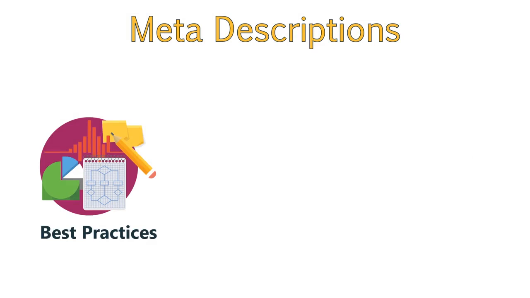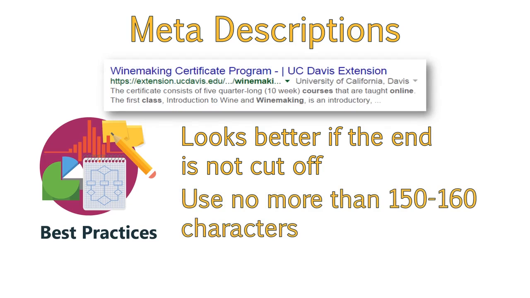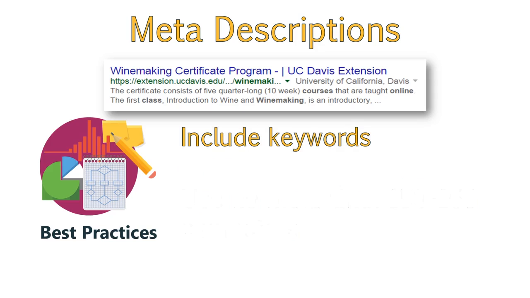Let's revisit some of the best practices we've discussed about meta descriptions. An optimized meta description should contain a couple elements. The meta description looks better if the end is not cut off due to length. Avoid going past 160 characters. I try to stay somewhere in between 150 and 160 characters in length, which provides a good length while also remaining under the character cutoff limit. It's a good idea to include keywords where you can. This will draw attention to your meta description when words used within the search query are bolded.